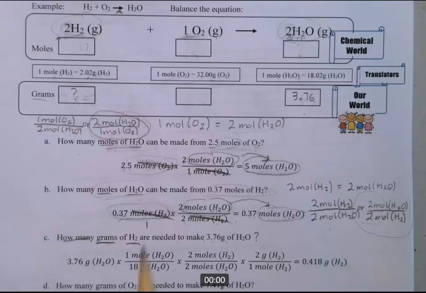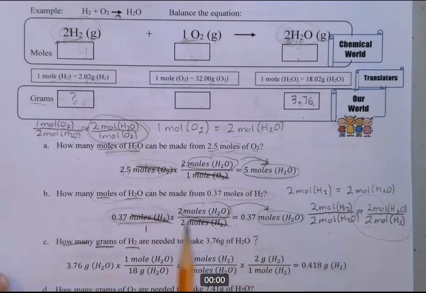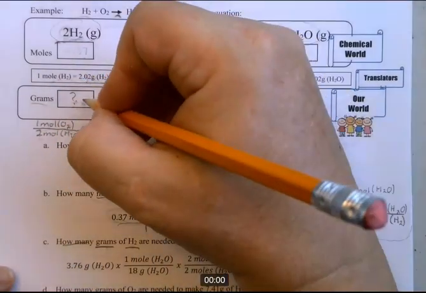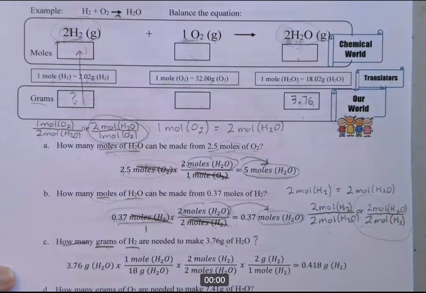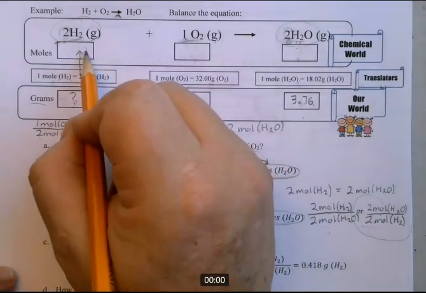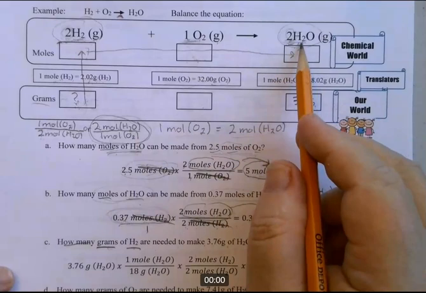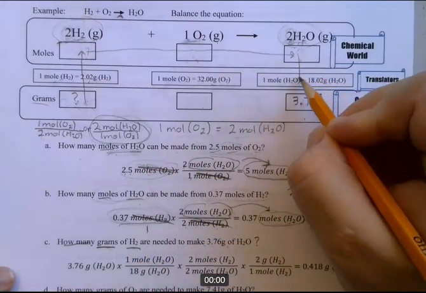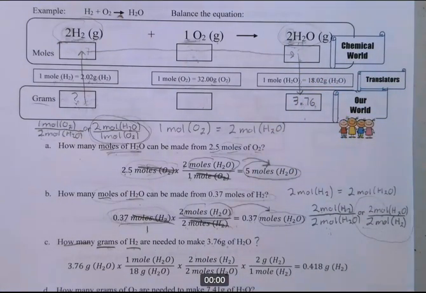So these are the ingredients we're working with. This is the recipe. So how do we get from here to here? It's a 3-step process. You move up and you figure out how many moles of H2 you have. Then you move across and you compute how many moles of water that would produce. And then once you have moles of water, you come out through this translator right here to get 3.76.